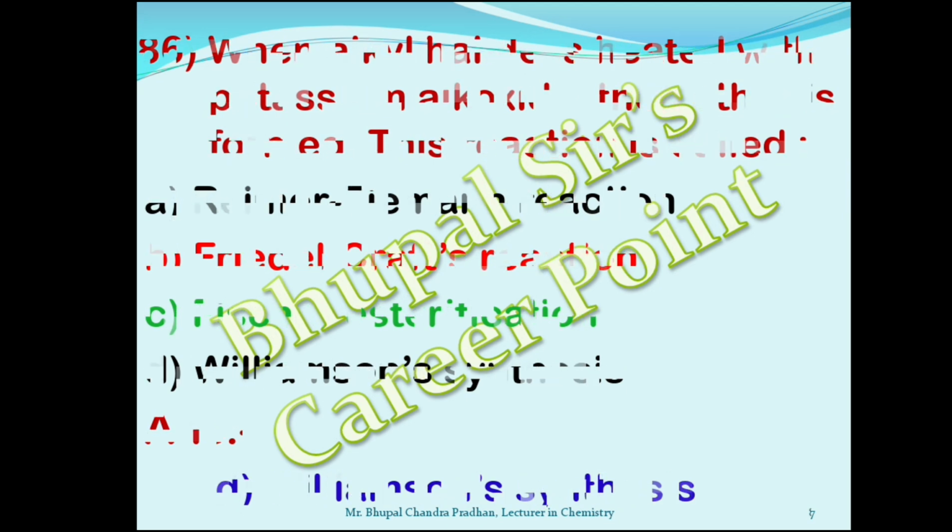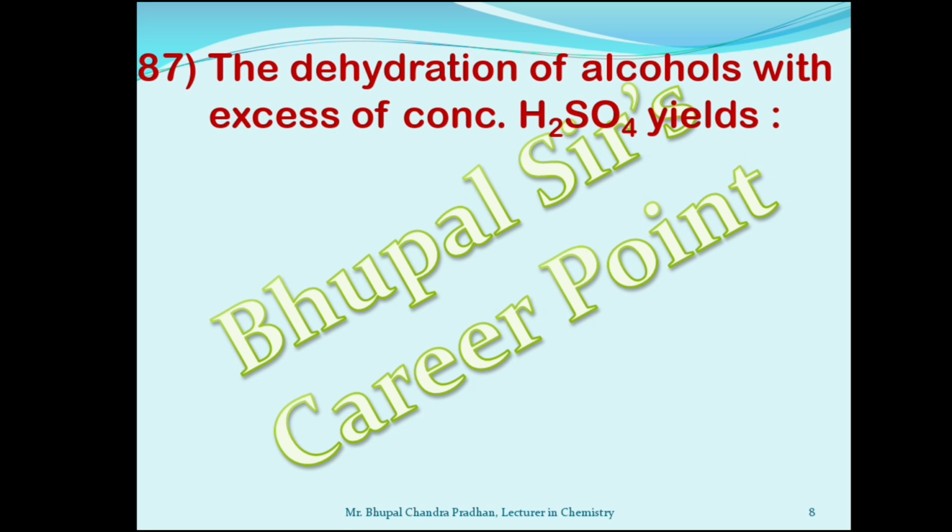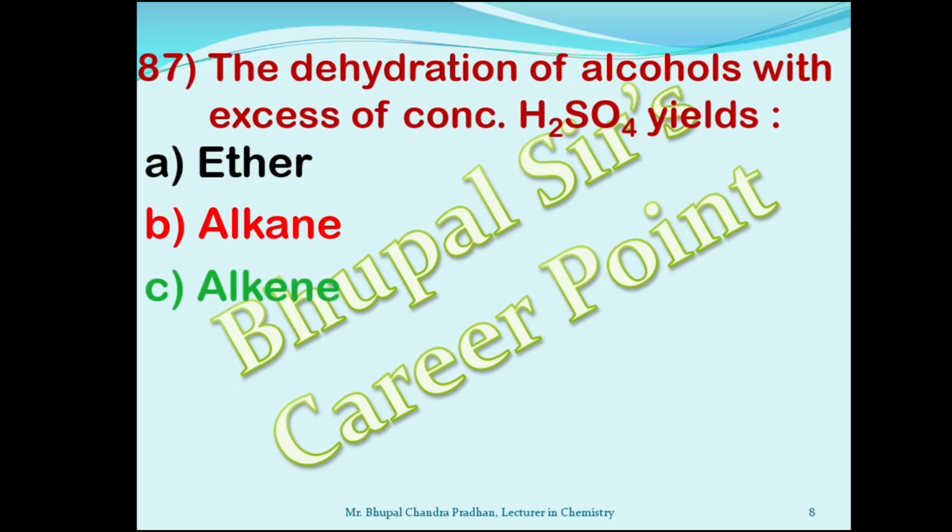Now let us come to the next question of this session, that is question number 87. The dehydration of alcohols with excess of concentrated H2SO4 yields dash. Option A ether, option B alkane, option C alkene, option D alkynes. The students try to give the correct answer.